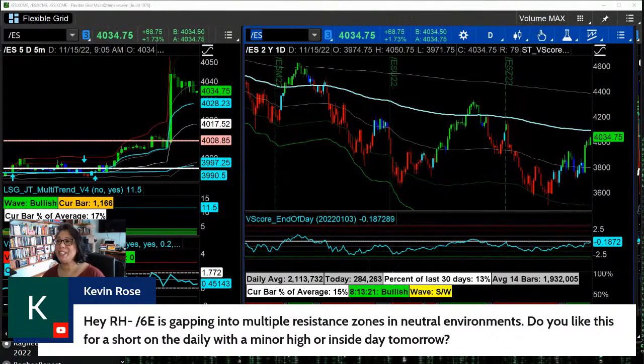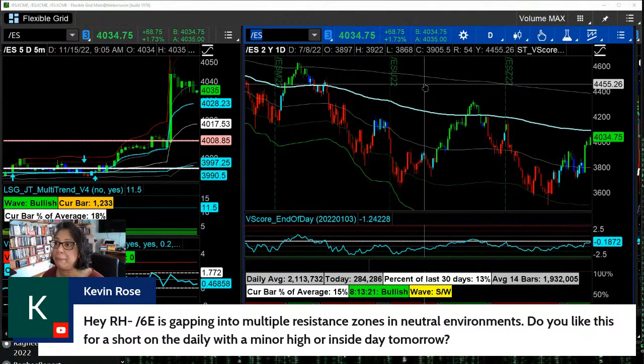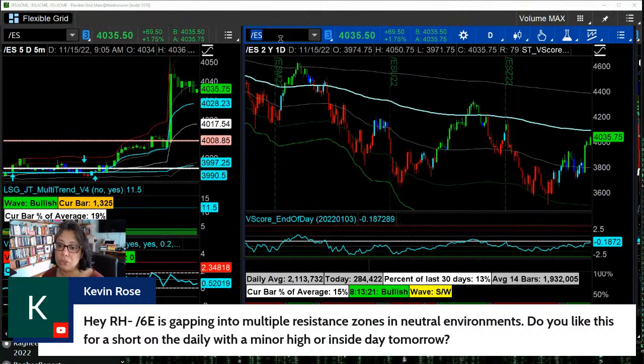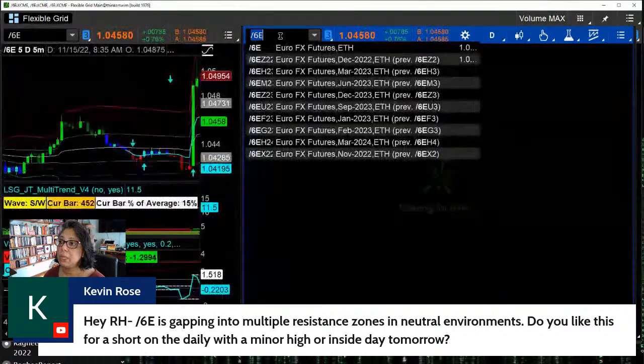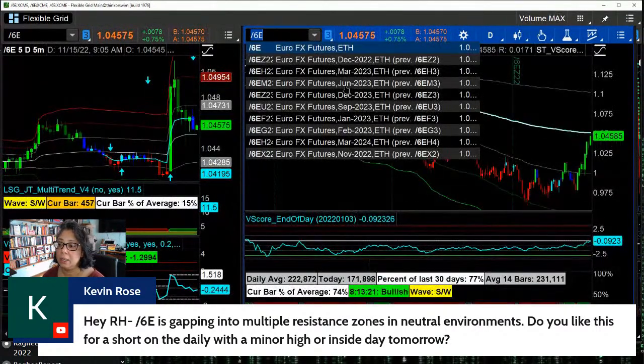All right, first question. Kevin, how are you? 6E is gapping into multiple resistance zones in a neutral environment. Do I like this for a short on the daily?